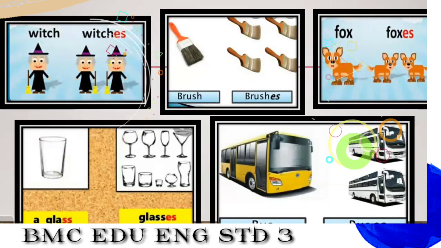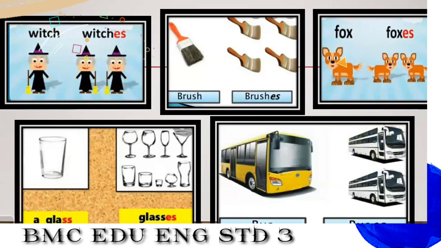Then in next picture, bus. B-U-S, bus. It is ending with letter S. So to make its plural, what we will add? We will add ES. So it will become buses.